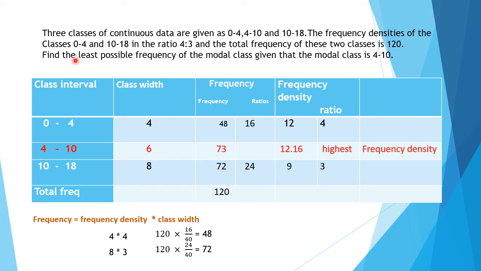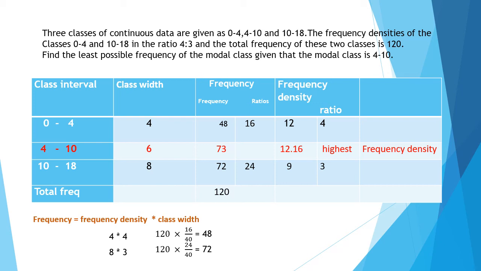Now the question asks, find the least possible frequency of the modal class, given that the modal class is 4 to 10. What do you mean by modal class? It has the highest frequency density. For the modal class to have the highest frequency density and to find the least possible frequency, 48 is one frequency, 72 is the other, and the immediate next number, which is the least possible value, is 73. And 73 is the frequency of the class interval 4 to 10.